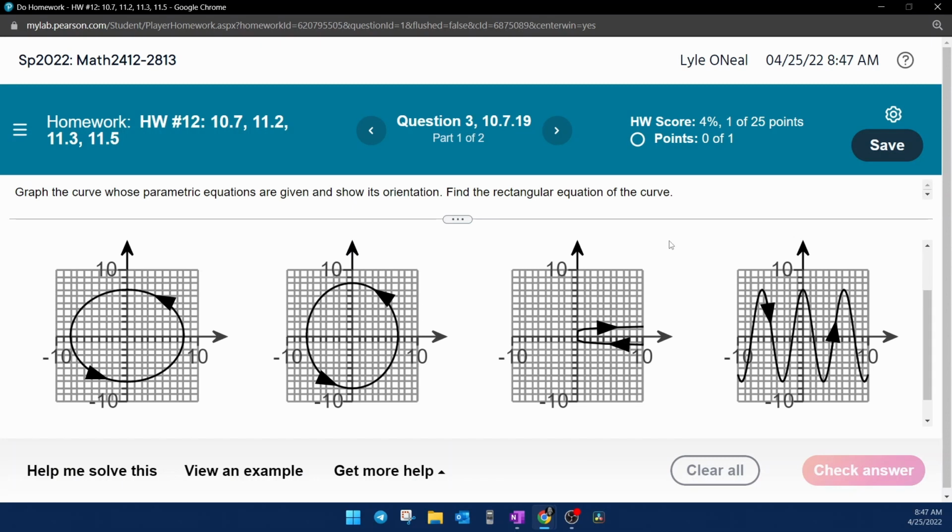Now, before I go to my scratch work, I'm going to sneak a peek at the answer choices to see what to expect. It appears that the graph could either be an ellipse with a horizontal major axis, an ellipse with a vertical major axis, a sideways parabola maybe, or a cosine curve. And so these are the choices. Now let's take our equations to our scratch work and figure out which one of these is correct.